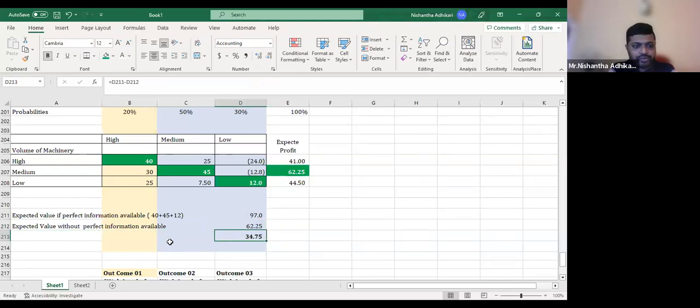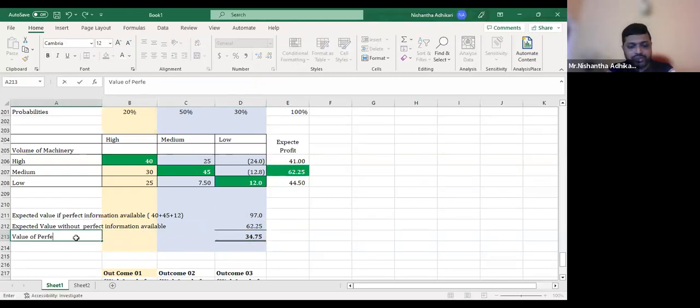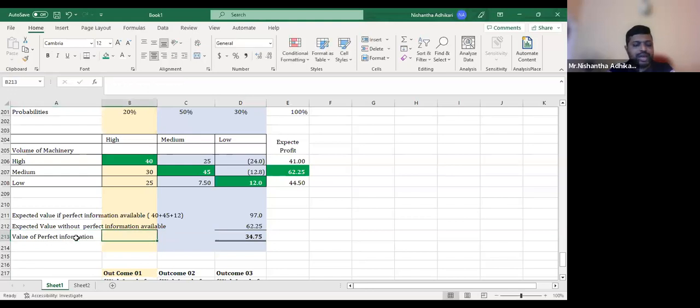Value of perfect information. Value of perfect information is 34.75 million. That means if you are going to engage a research team, this is the maximum value that you can pay, 34.75 million. Right.